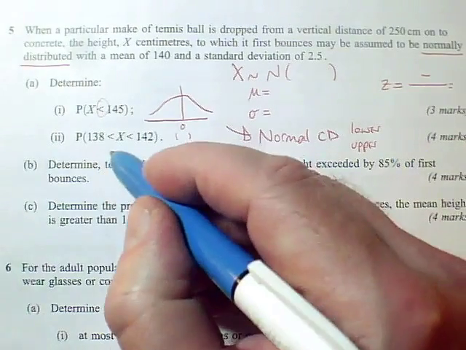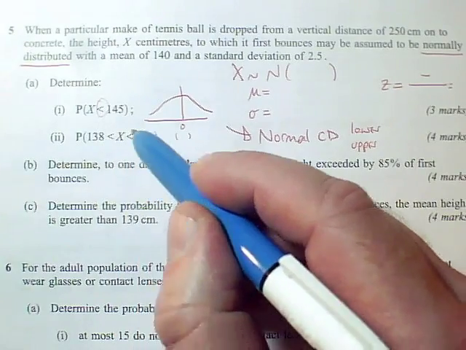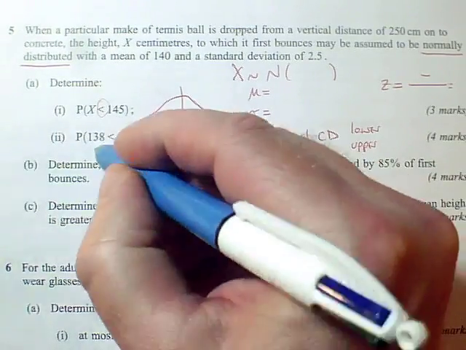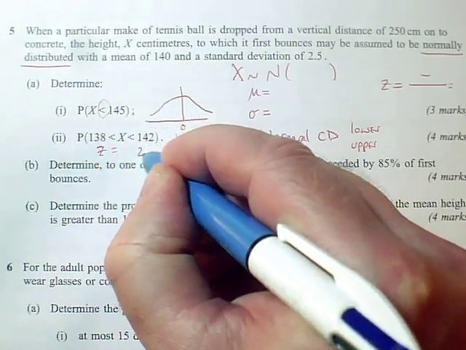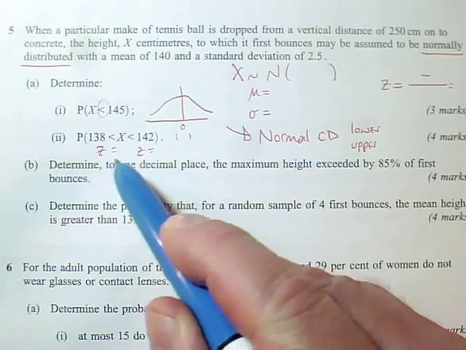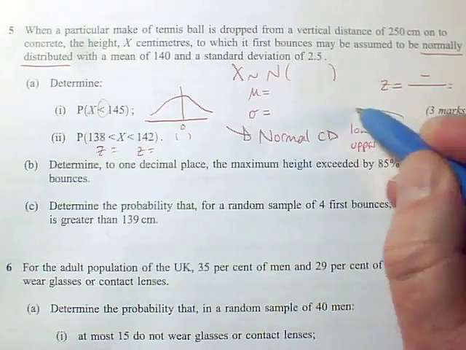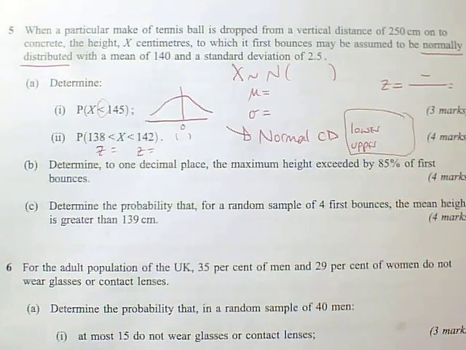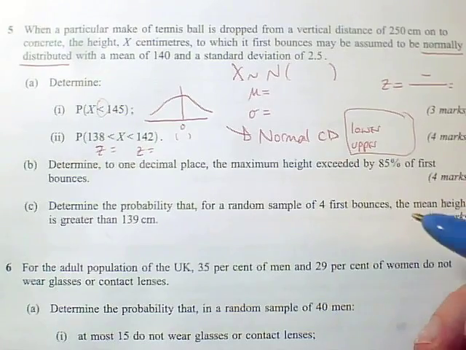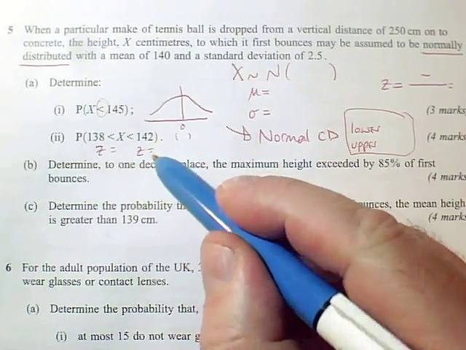Okay, for the second part, we're going to have the diagram. We've got two different values, but again, you're going to put them on a diagram like this. You're going to get two Z values, one for each of these, and then, because we need to be between those, this is going to be easy. We're going to have one of those Z values as our lower, and one as our upper on normal CD, and that will give us the probability. Okay? So those were forwards questions.